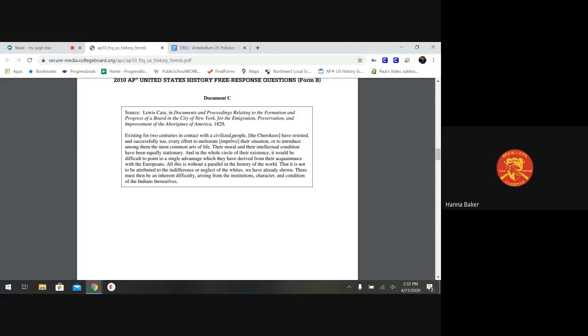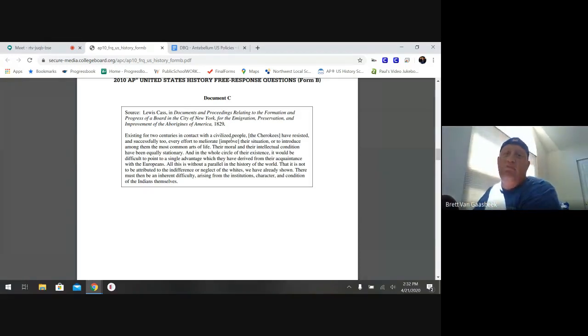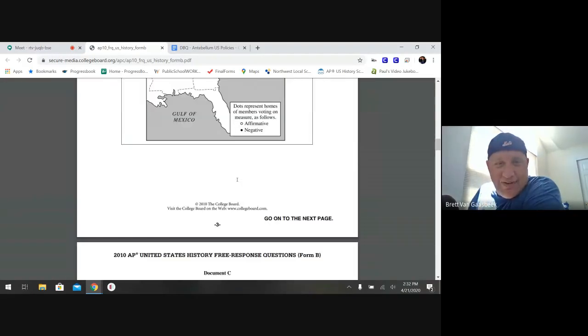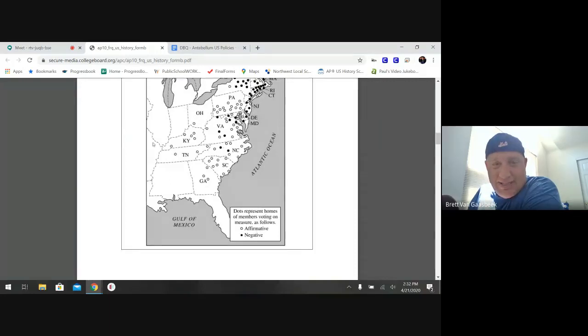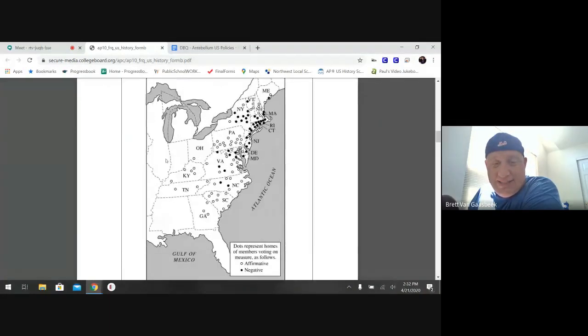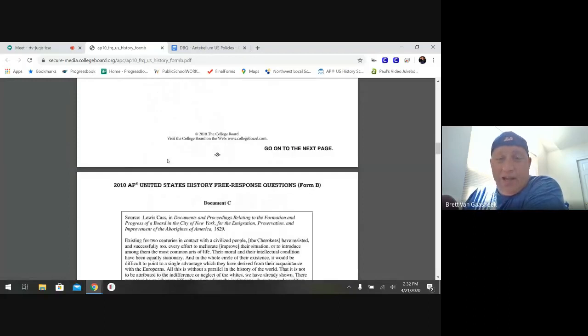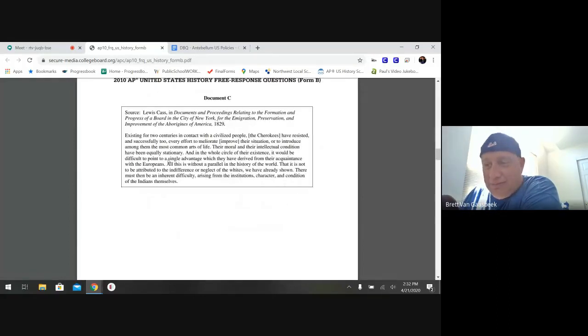Get them out. Let's clear them out. We're going to kick them all the way out to Oklahoma, which, if you remember, isn't even on this map up here in document B. So you could actually use B and C together. If you ain't going to join us, you got to get out.